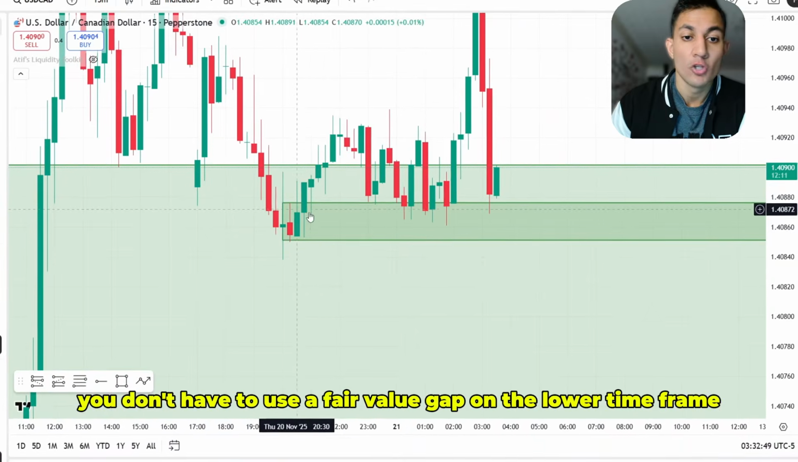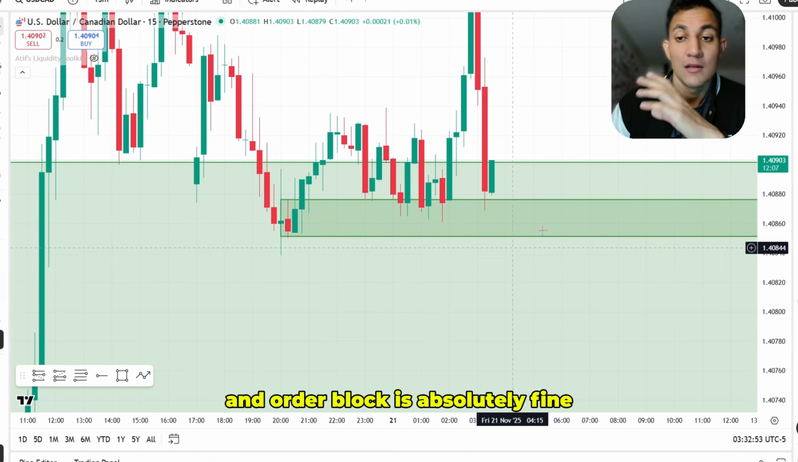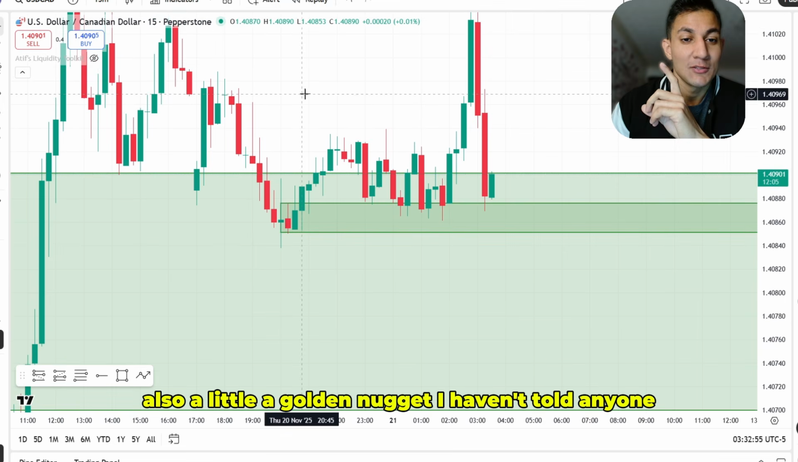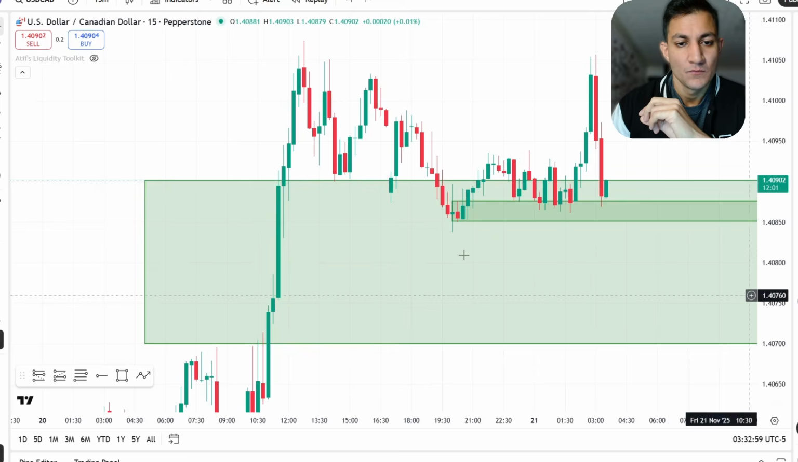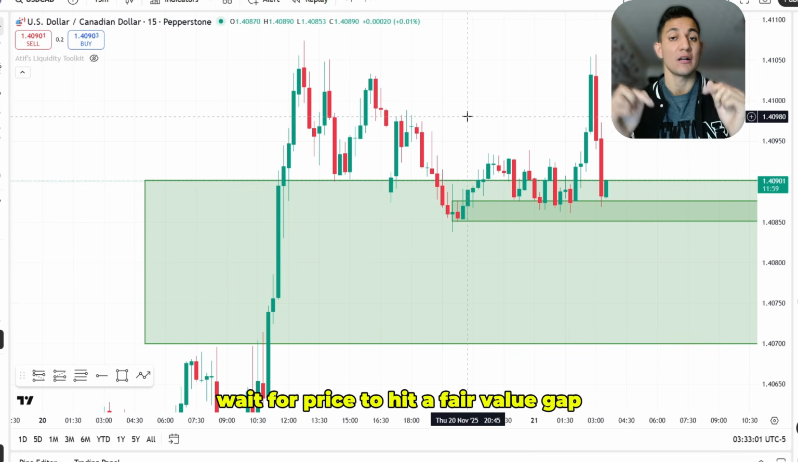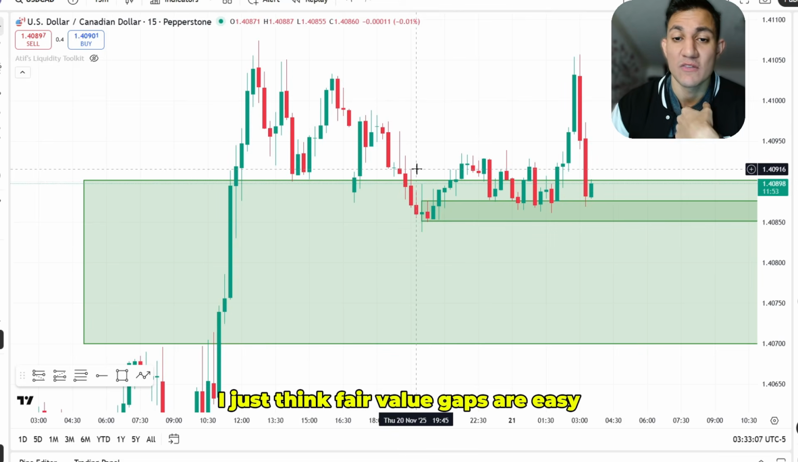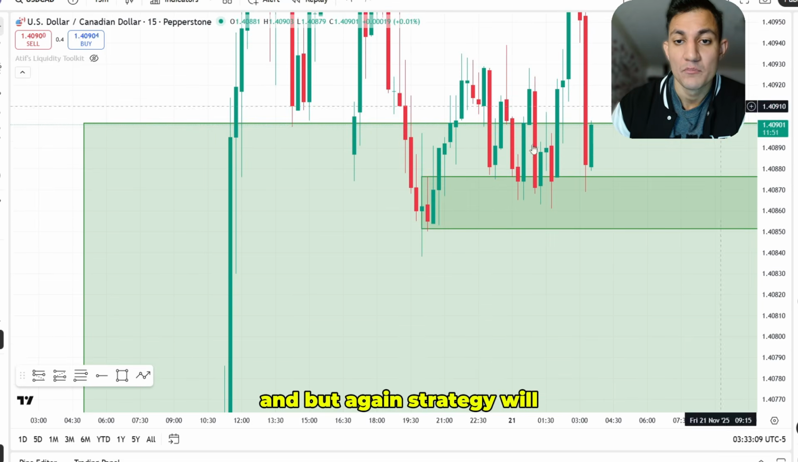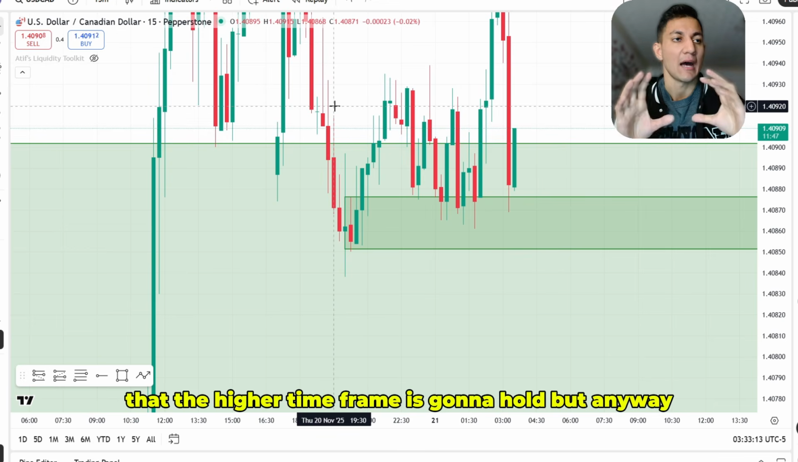Now, you don't have to use a fair value gap on the lower time frame. An order block is absolutely fine. Also, a little golden nugget I haven't told anyone: instead of the fair value gap, you know how I said in the 4-hour chart, wait for price to hit a fair value gap? You can do the exact same thing with order blocks. I just think fair value gaps are easy. But again, the strategy is really just looking for confirmation that the higher time frame is going to hold.